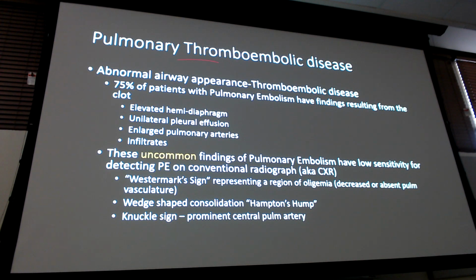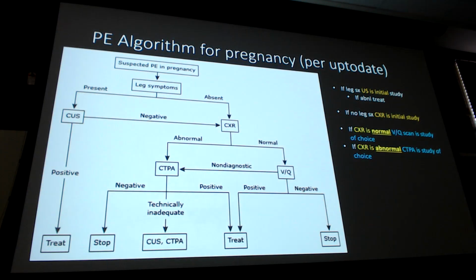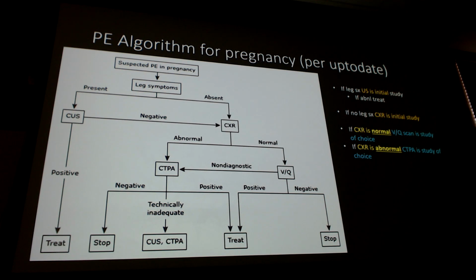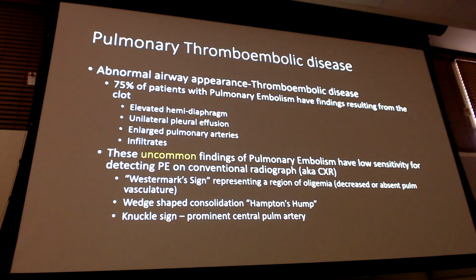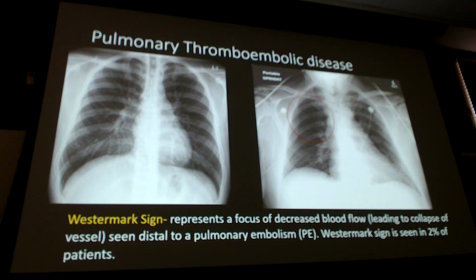Now, those can be abnormalities potentially in your report, sure, which then brings you back to this chart of abnormal, do a CTPA, right? As long as it's not a normal chest x-ray. But I will tell you what the chest x-ray results are if I want you to be at that point in the algorithm. All right. Here's your Westermark sign.